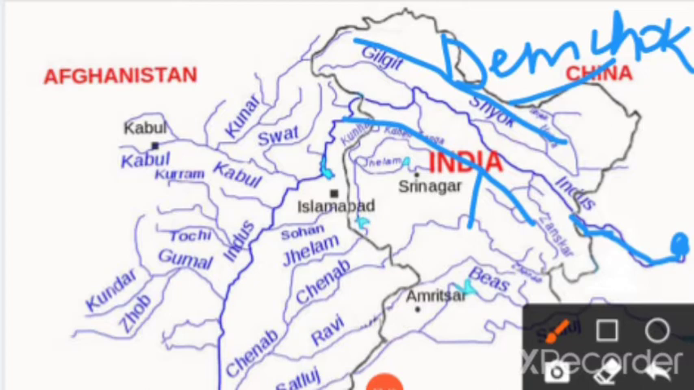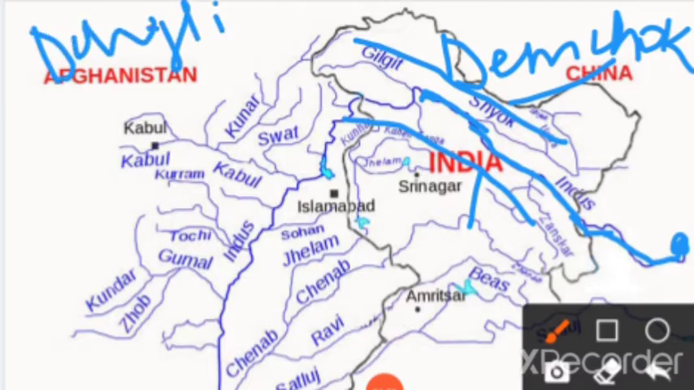At a place called Dungti, D-U-N-G-T-I, the river takes a sharp southwest turn and cuts through the Ladakh range, and then takes a northwestern course. It continues to flow towards the Leh region of Ladakh along the Ladakh range.